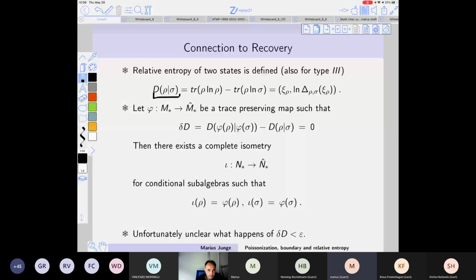So here I defined the relative entropy, and for a map from one pre-dual of an algebra to another one, which is trace preserving and completely positive, I can then look at the difference of the relative entropy. The relative data processing inequality says that this difference is always positive, but what happens if it's 0, which is a well-known case by Petz's theory, actually.